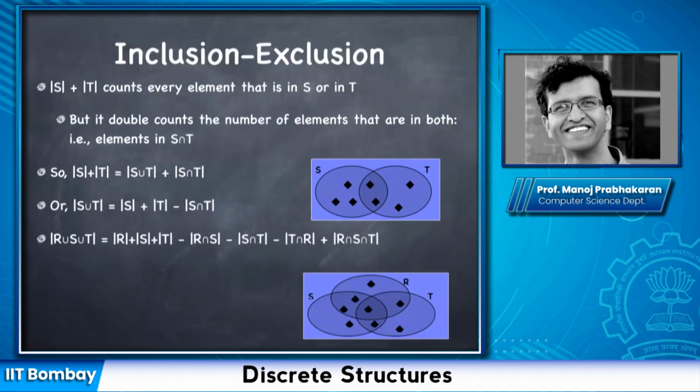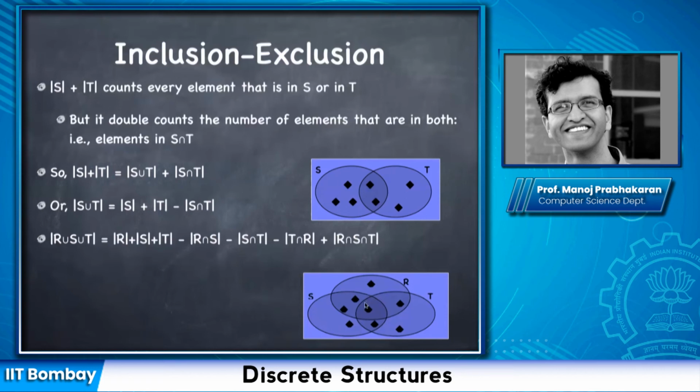So here is what it will look like for three sets. The size of R union S union T is, first you can just sum up the sizes of the 3 sets R, S, and T. Then you realize that things in R intersection S were counted once by R and once by S. So you subtract them. So you subtract R intersection S. Similarly, you subtract R intersection T, and you subtract T intersection S.